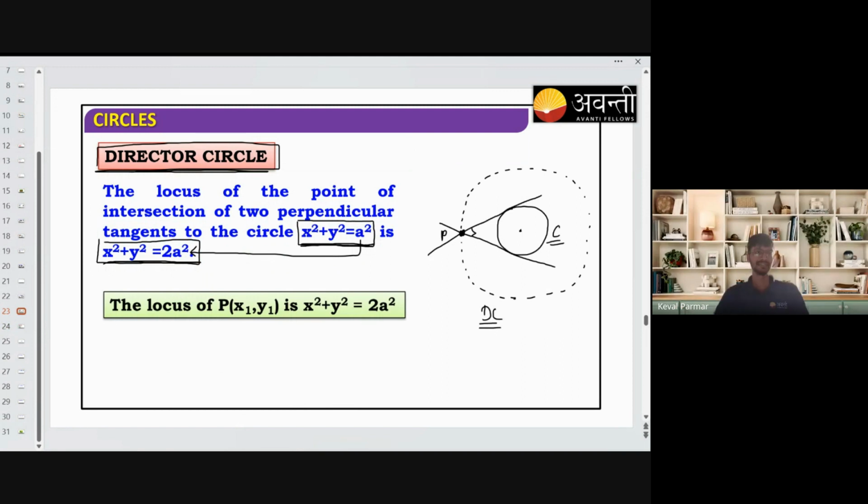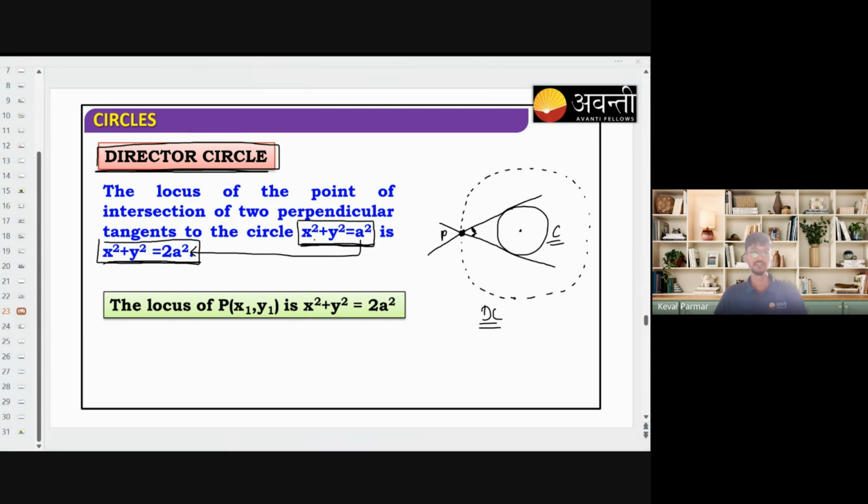So this is the last slide, director circle. Let me explain it once again. I was saying that the director circle is the locus of point P when the tangents drawn from the point P are perpendicular to each other. I hope you were there for this, right? So if we try to draw the locus, it will be the director circle, the dotted line as you can see, which is concentric with the given circle C, right?